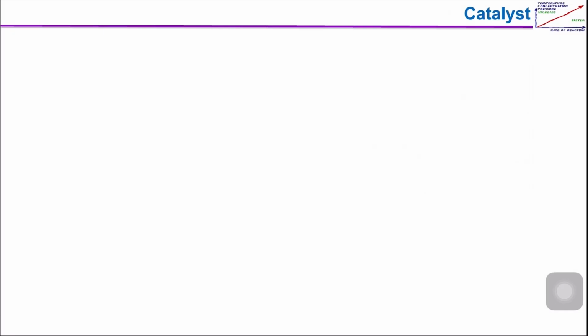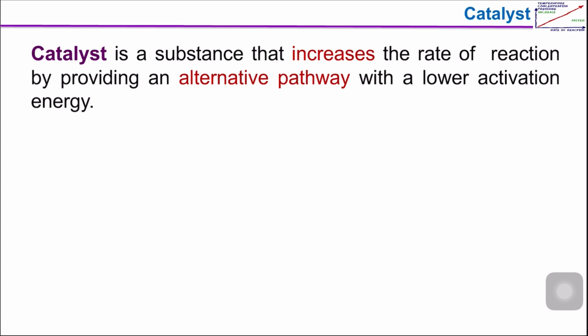Let's go for catalyst. So catalyst is a substance that increase the reaction rate dengan cara dia provide alternative pathway with a lower activation energy. So macam mana catalyst ni berlaku dalam reaction? Dia akan kurangkan peak of energy level.